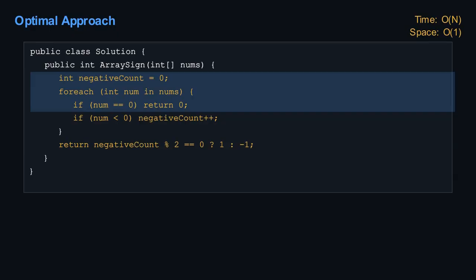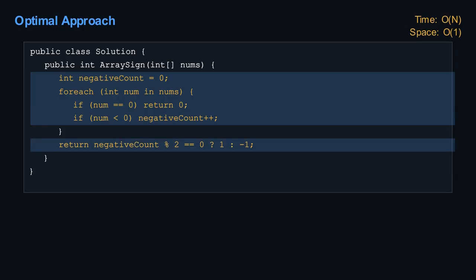So, our optimal strategy is to iterate through the array once. We maintain a counter for negative numbers. If we encounter a 0, we return 0 immediately. If we find a negative number, we increment our counter. Positive numbers don't affect the sign, so we ignore them. After iterating through the entire array, we check if our negative count is even or odd to return 1 or -1, respectively.